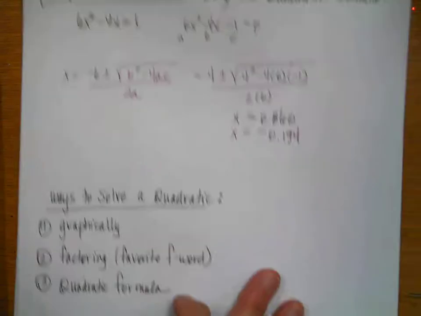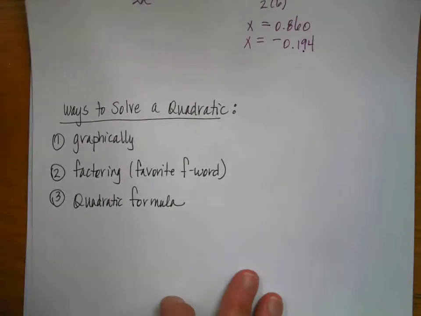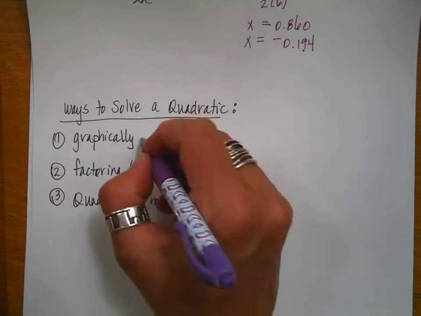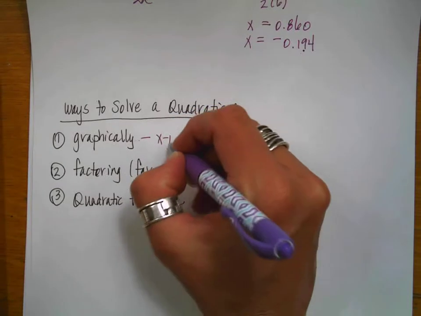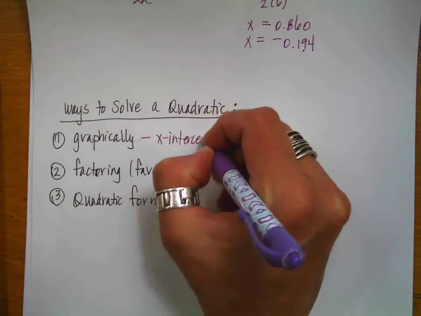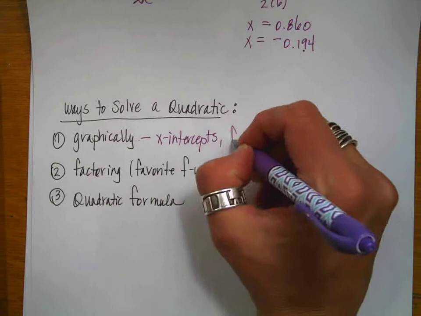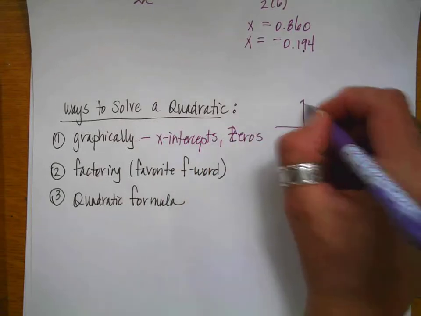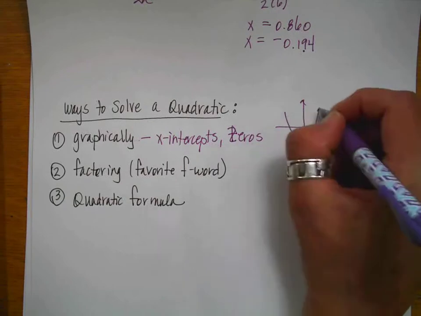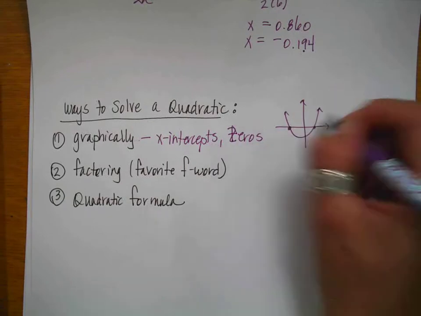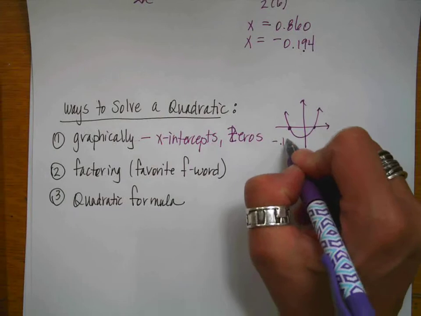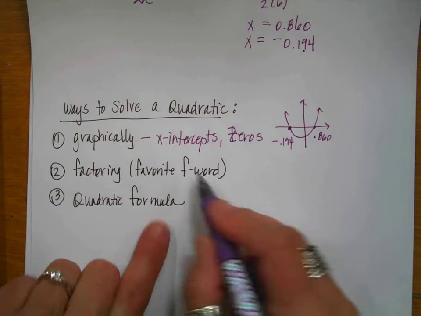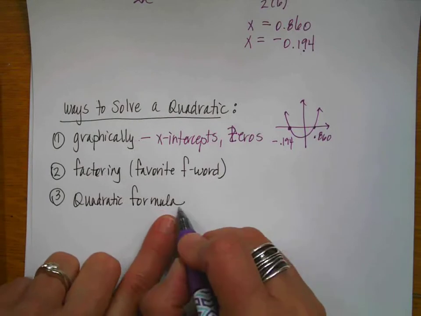So, to illustrate a point, there are lots of different ways that I can solve a quadratic. So we've been talking about solving a quadratic graphically, which means I need to find the x-intercepts, or I need to find the zeros, sorry, that's a z. And remember, when I do that, I'm always going to graph, and then I'm going to label those 2 points. So this would have been a negative 0.194 and the 0.860.